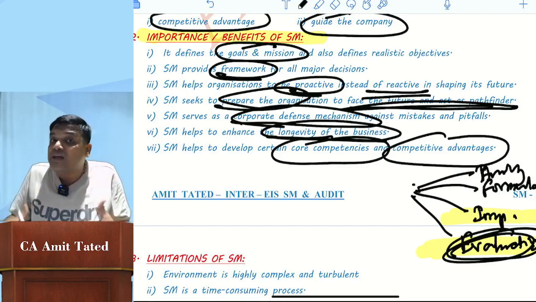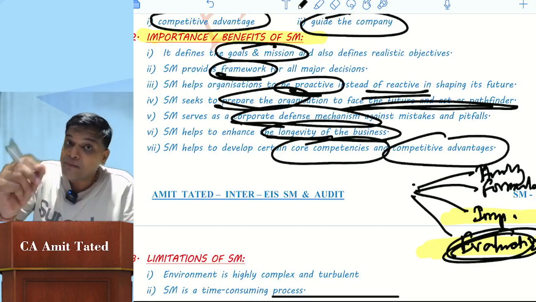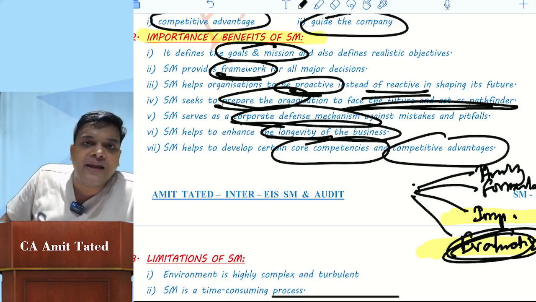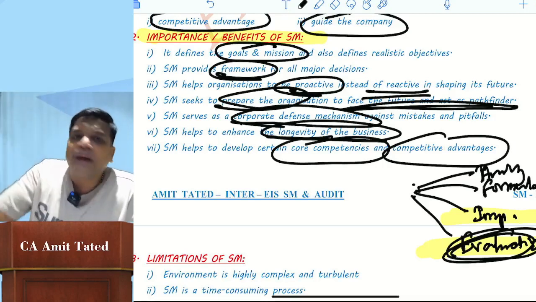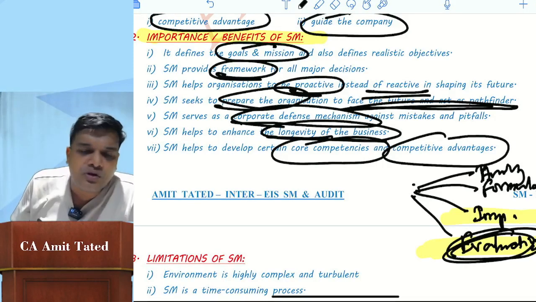So core competency means something unique about your organization, and that uniqueness, why people are preferring you, should be applied in other markets also. That is called core competency. Amit Tated cannot be applied in other markets. That will not be core competency. That's exactly the crux you need to focus on.